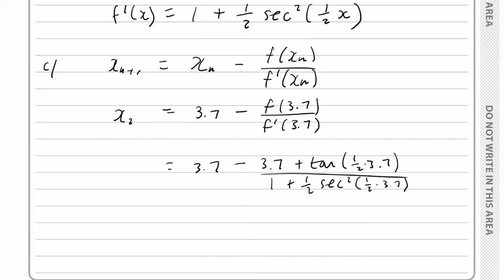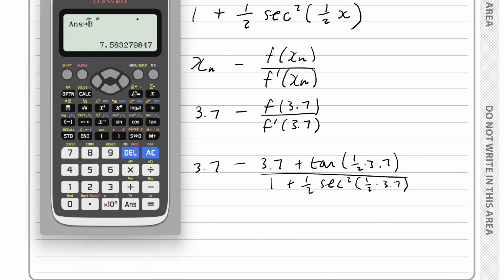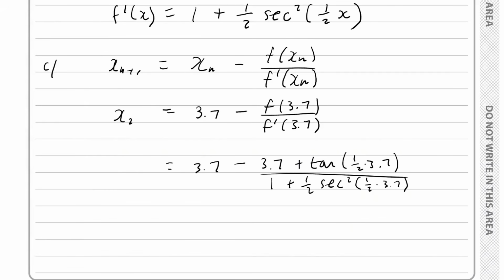So it's 3.7 minus the numerator over the denominator. 3.7 minus the one we saved as A over our last answer. 3.672.